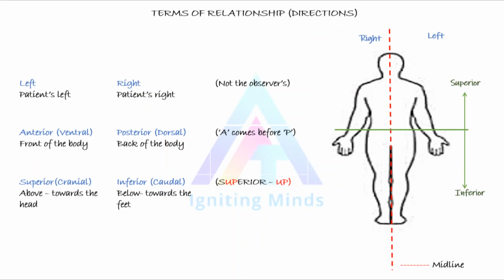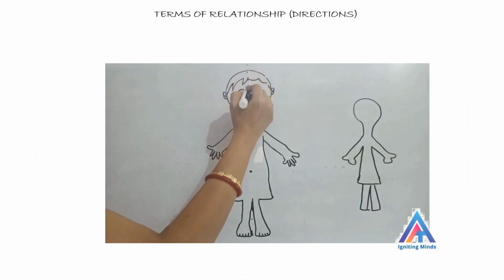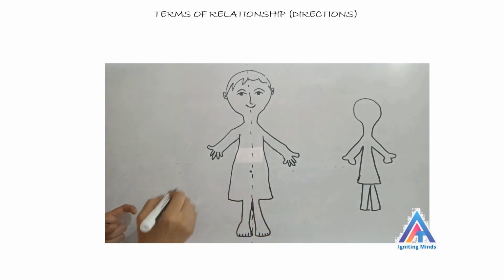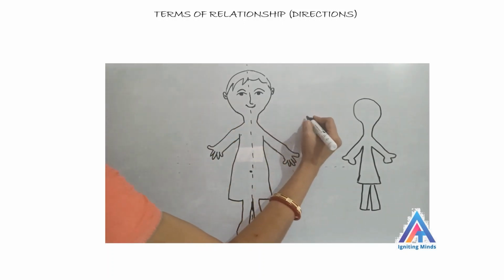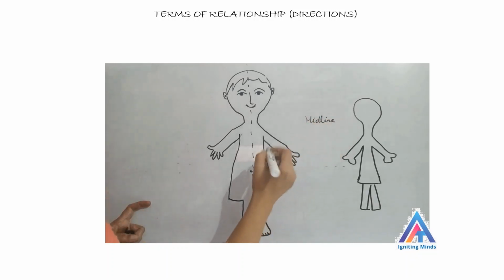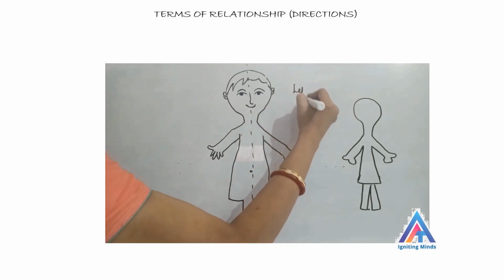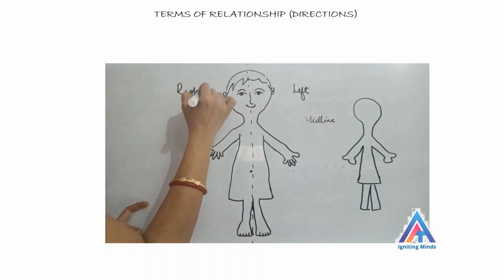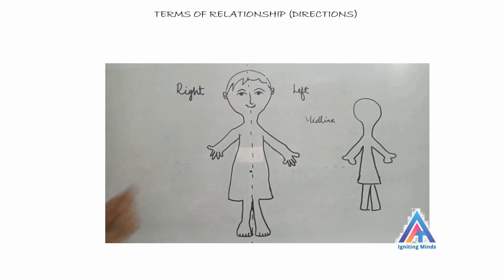Now let's move on to the directions. Let me draw a line that divides the body into two equal halves. So this line is called the midline. Anything to the left of the midline is the left side, and anything to the right of the midline is the right side. So whenever you mention left and right, it means the patient or the subject's left and the subject's right, not the observer's.